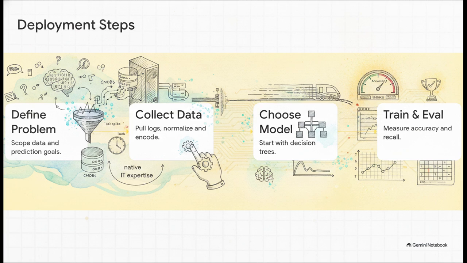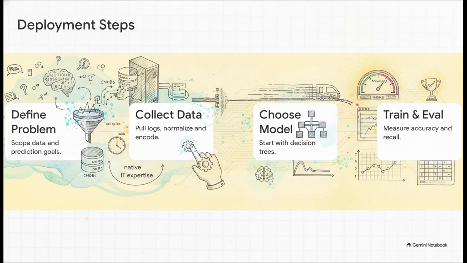You'll pull from CMDBs and logs. Your deep understanding of what a timestamp or an I/O spike actually means gives you a massive leg up over a pure data scientist who doesn't know the infrastructure. Then, step 3 is choosing a model. Start simple. Use a decision tree or logistic regression. Why? Because when your boss asks why the model rerouted traffic, you actually want to be able to explain the math. And finally, step 4, train and evaluate.